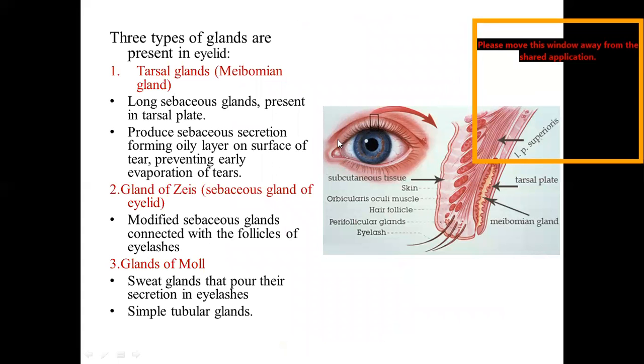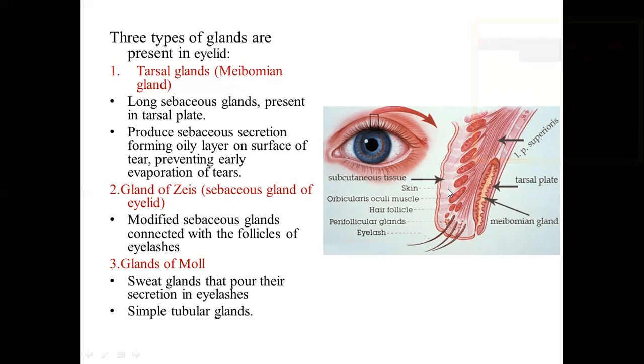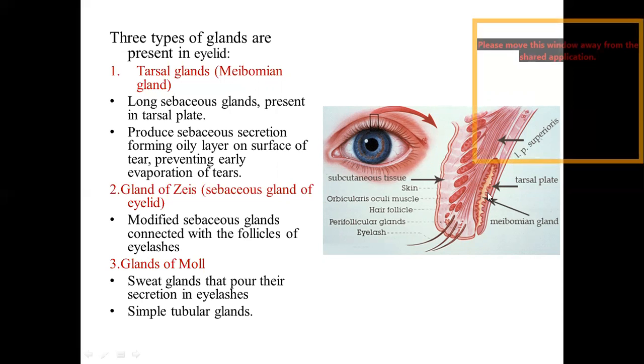Now this is your eyelid, this part with the eyelashes. When you see the first layer, you will get the hair follicles also. So three types of glands are present here. First is the tarsal gland or meibomian gland in the tarsal plate. These are sebaceous glands and they produce an oily secretion on the surface of the tear. So though it is a watery secretion, there is no evaporation of tear. They will just flow down your face or through the eyes.